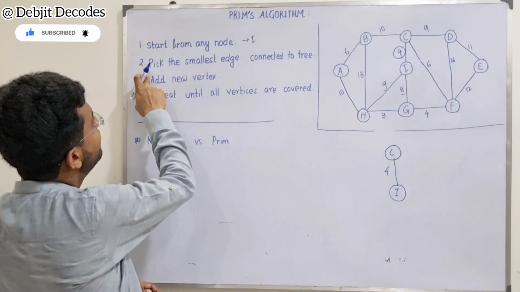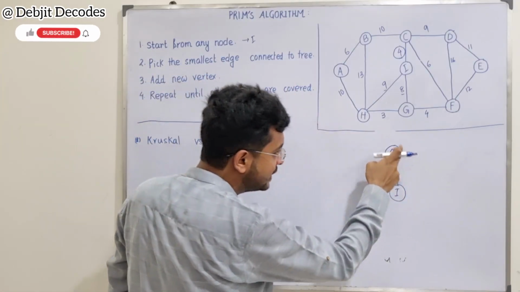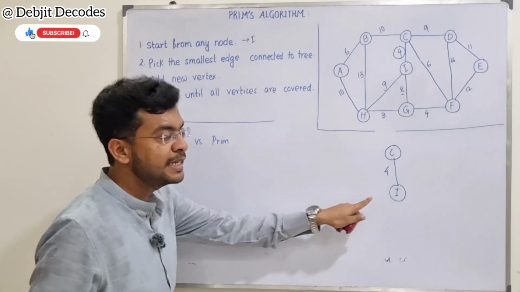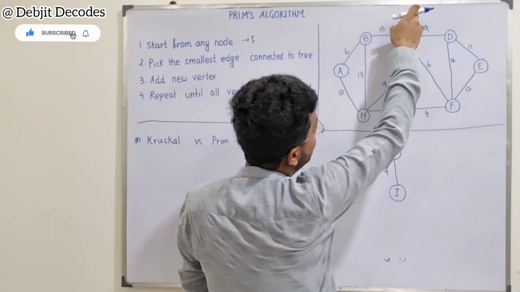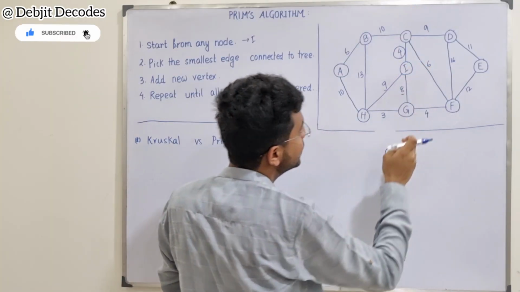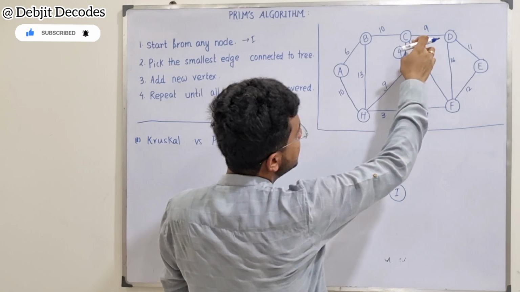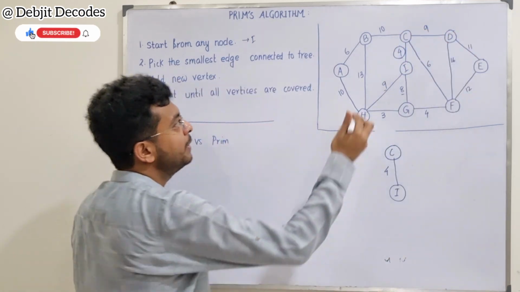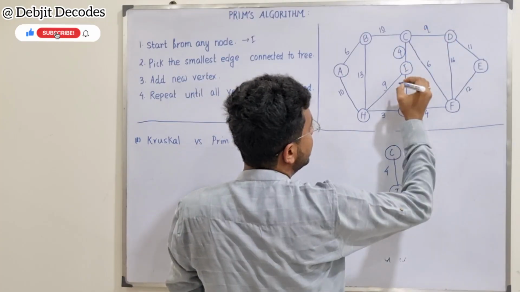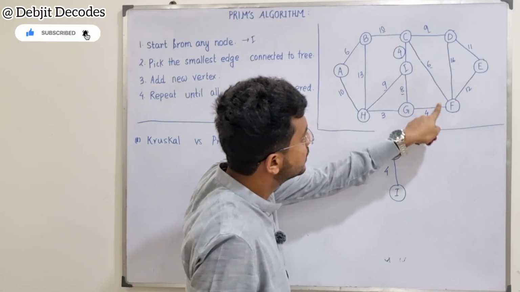Now what will we do? Pick the smallest edge connected to the tree. What is the smallest edge connected to the tree? This is what we need to see now, either from C or from I. So what are the remaining edges from I? 8 and 9. What are the values from C? C is having 6, C is having 10, C is having 9. So we need to see between 10, 9, 9, 8 and 6. Which is the smallest? This 6 is the smallest, right?